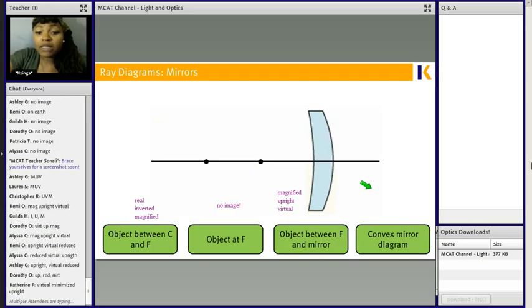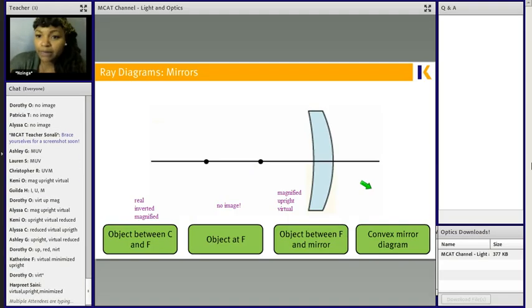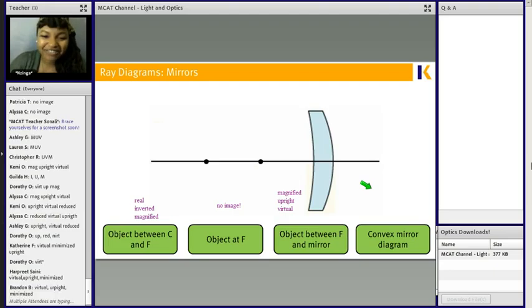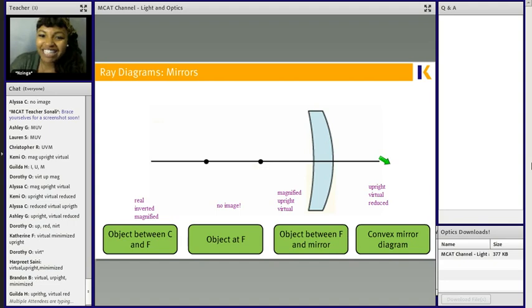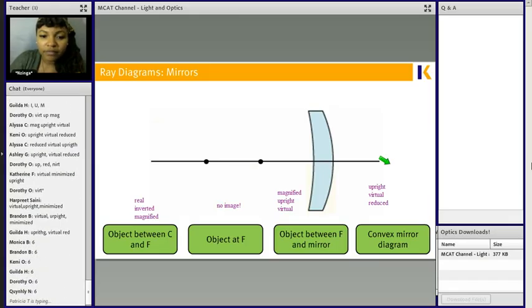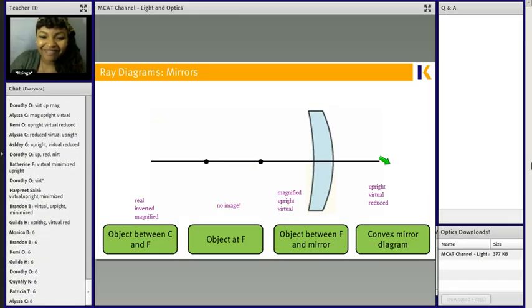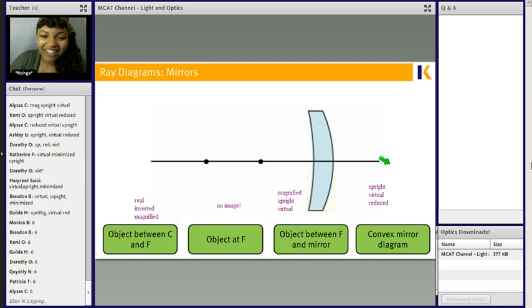And even if you already see your answer trees, go ahead and put them in there anyway, because the more you participate, the more you're going to get out of this session. Excellent. Okay, it's going to be upright, it's going to be virtual, and it is going to be reduced or minimized. Excellent. Okay, so now you can take a screenshot, and give me a thumbs up when you're done taking a screenshot, and I'll know that we can move on. Okay, awesome.